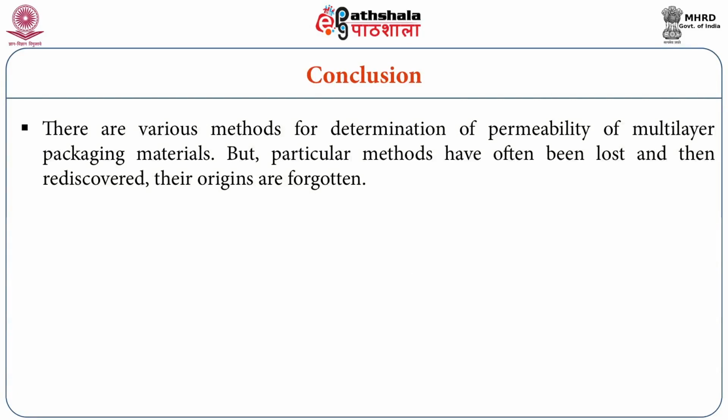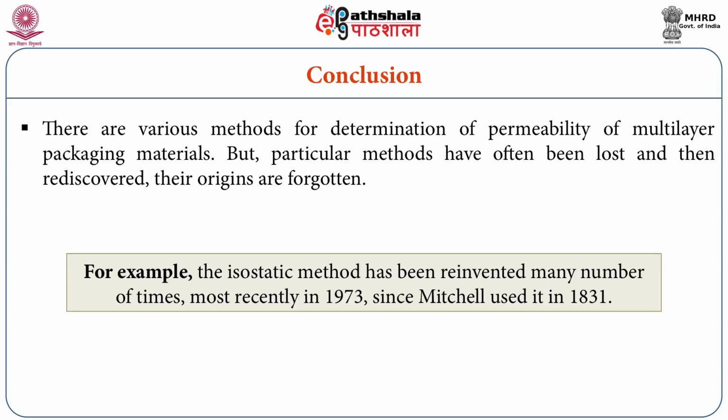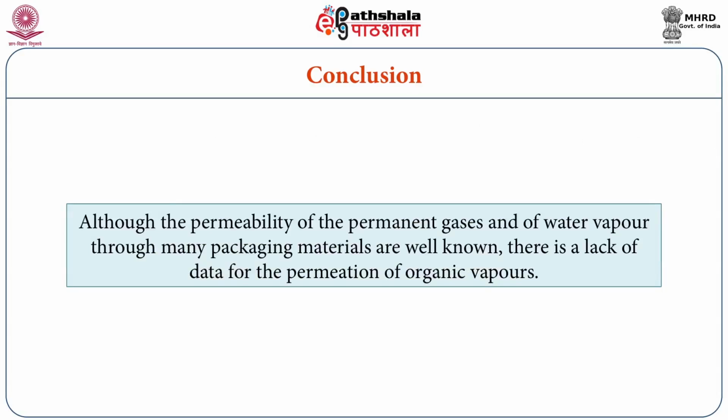There are various methods for determination of permeability of multi-layer packaging materials, but particular methods have often been lost and then rediscovered. Their origins are forgotten. For example, the isostatic method has been reinvented many times, most recently in 1973, since Mitchell used it in 1831. Although the permeability of permeant gases and of water vapor through many packaging materials are well known, there is a lack of data for the permeation of organic vapors.